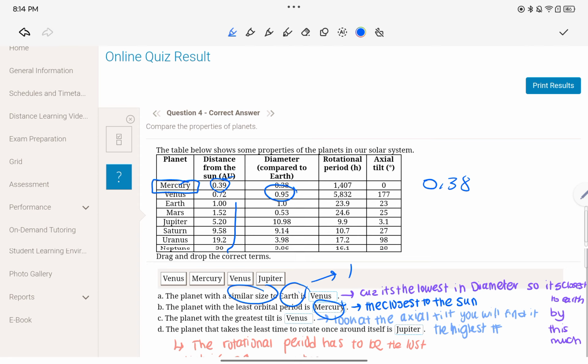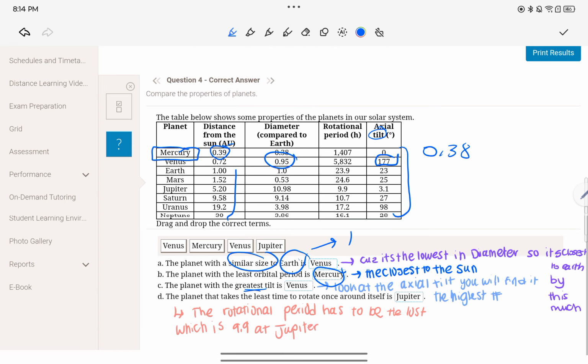Part C. The greatest tilt. You have to look at the tilt. Look here, it said tilt. They said greatest. So you go and you look at them. The greatest is 177, which is Venus. Okay. The planet that takes the least time to rotate. It means like the least rotational period, which is 9.9, which is Jupiter.